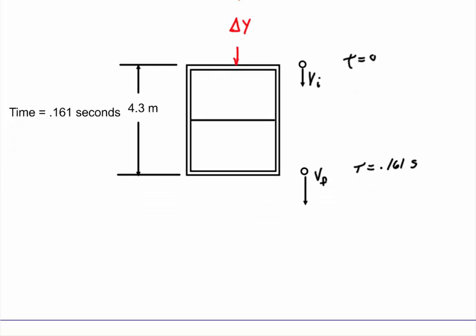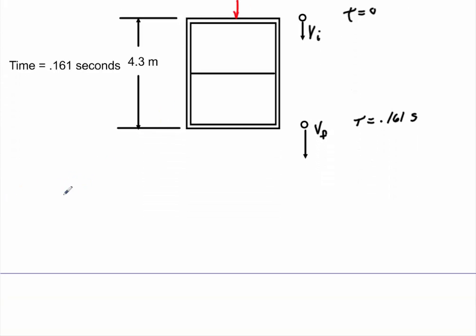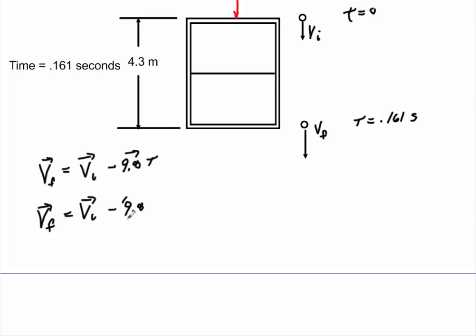Alright, so now let's go back to our kinematic equations and see if we can solve this. We know that final velocity is equal to initial velocity minus 9.8 times t. We'll use that equation. So VF is equal to VI minus 9.8 times our 0.161 seconds. Let me run that number real quick. Grab my calculator.